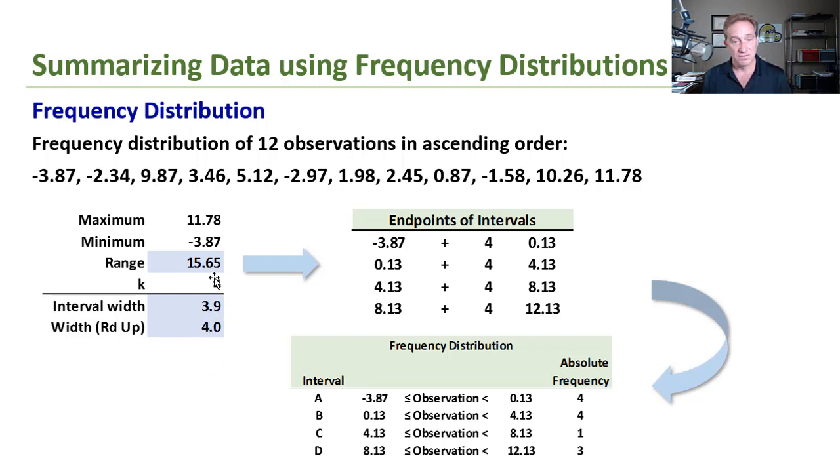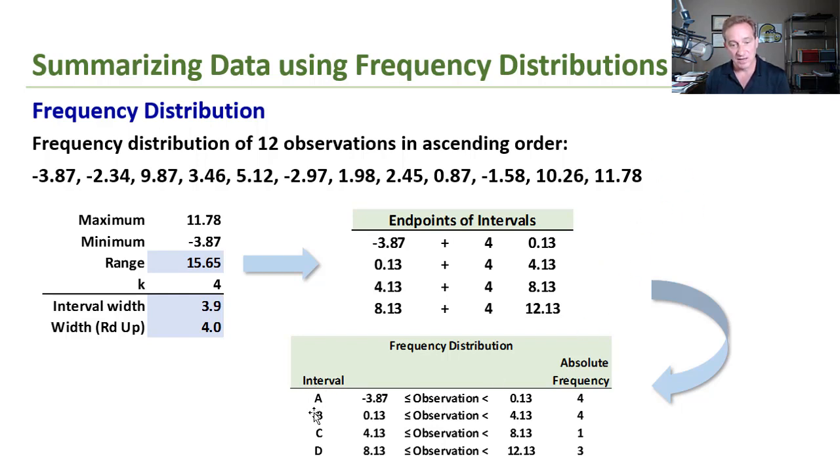So based on 4 bins or intervals and this range, we've determined that the width of each bin or interval is 4. And so here's the construction of the intervals starting at negative 3.87. We add 4, that gets us to 0.13. And so then here we chain, we add another 4 to get 4.13. We add another 4, we add another 4, and then we're done because we decided that there's 4 bins. That gets us to 12.13. And because we rounded up here, that 12.13 is going to encompass our maximum value, 11.78.